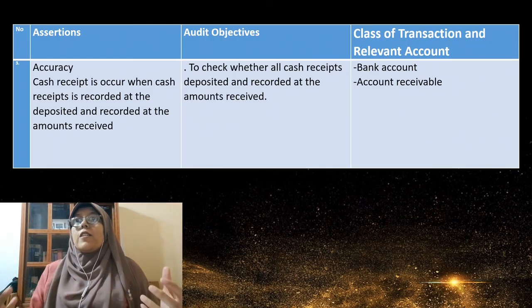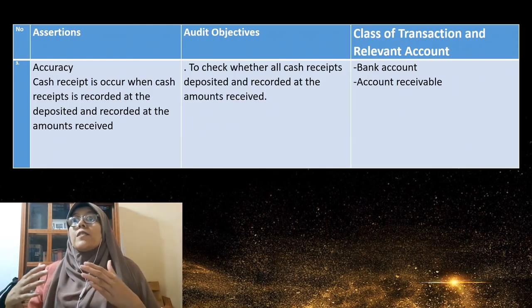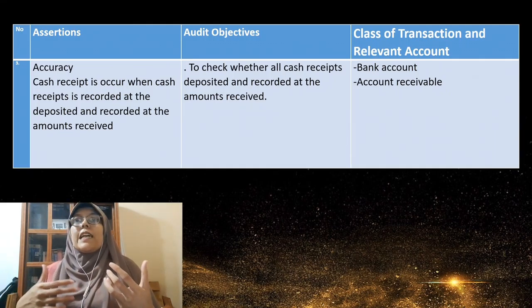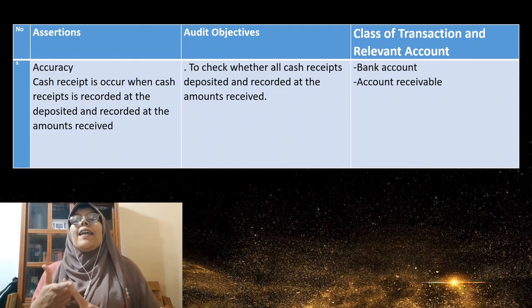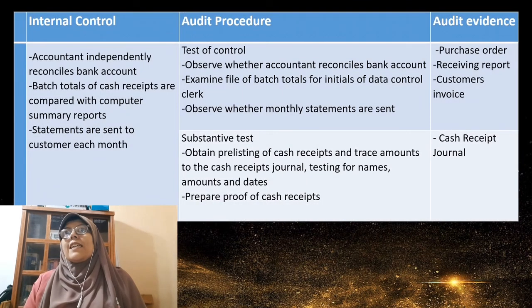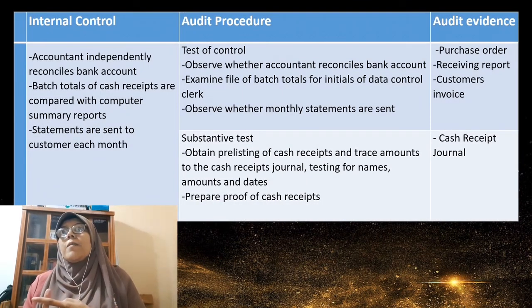The audit objective is to check whether all cash receipts are deposited and recorded at the amount received. The class of transaction involved is bank account and accounts receivable. The internal controls are that the accountant independently reconciles the bank account, batch totals of cash receipts are compared with computer summary reports, and statements are sent to customers each month.